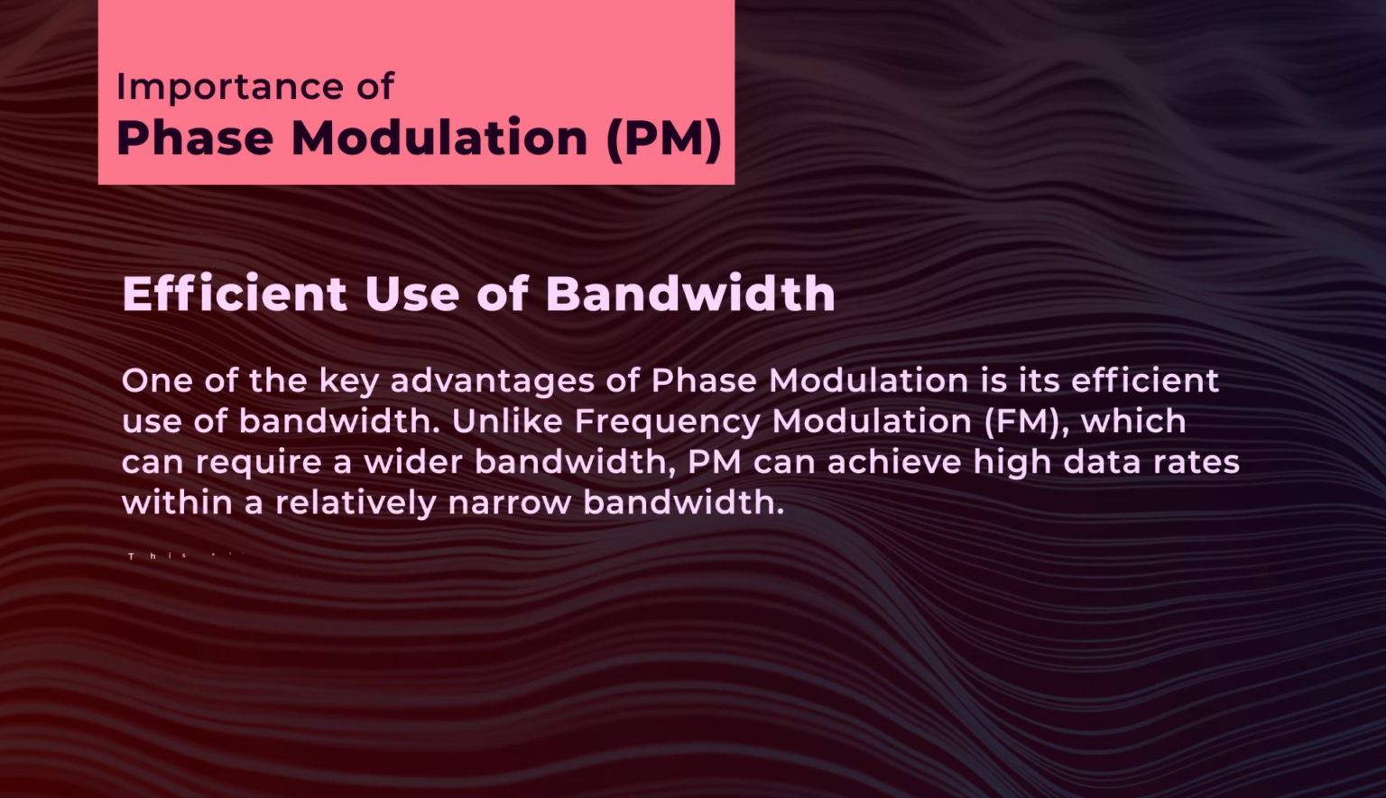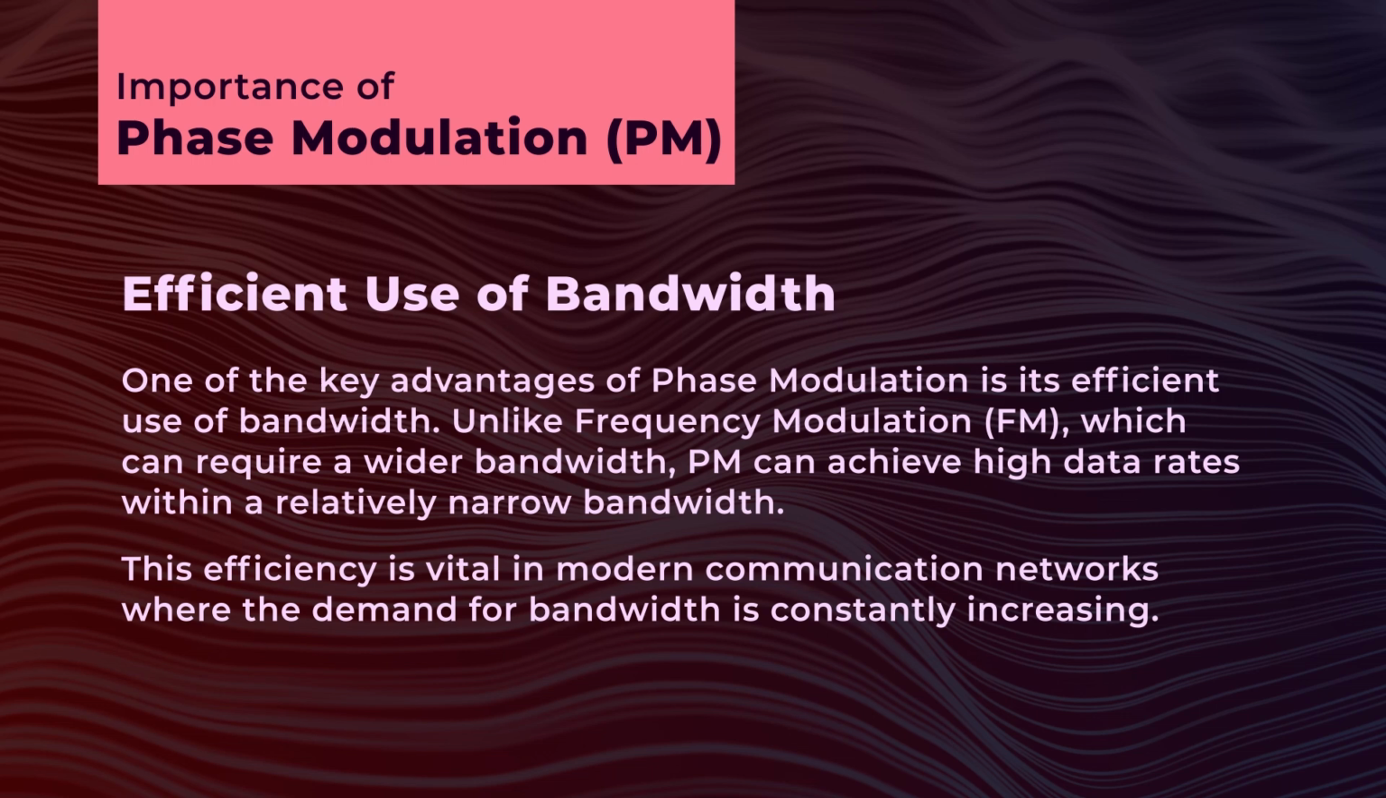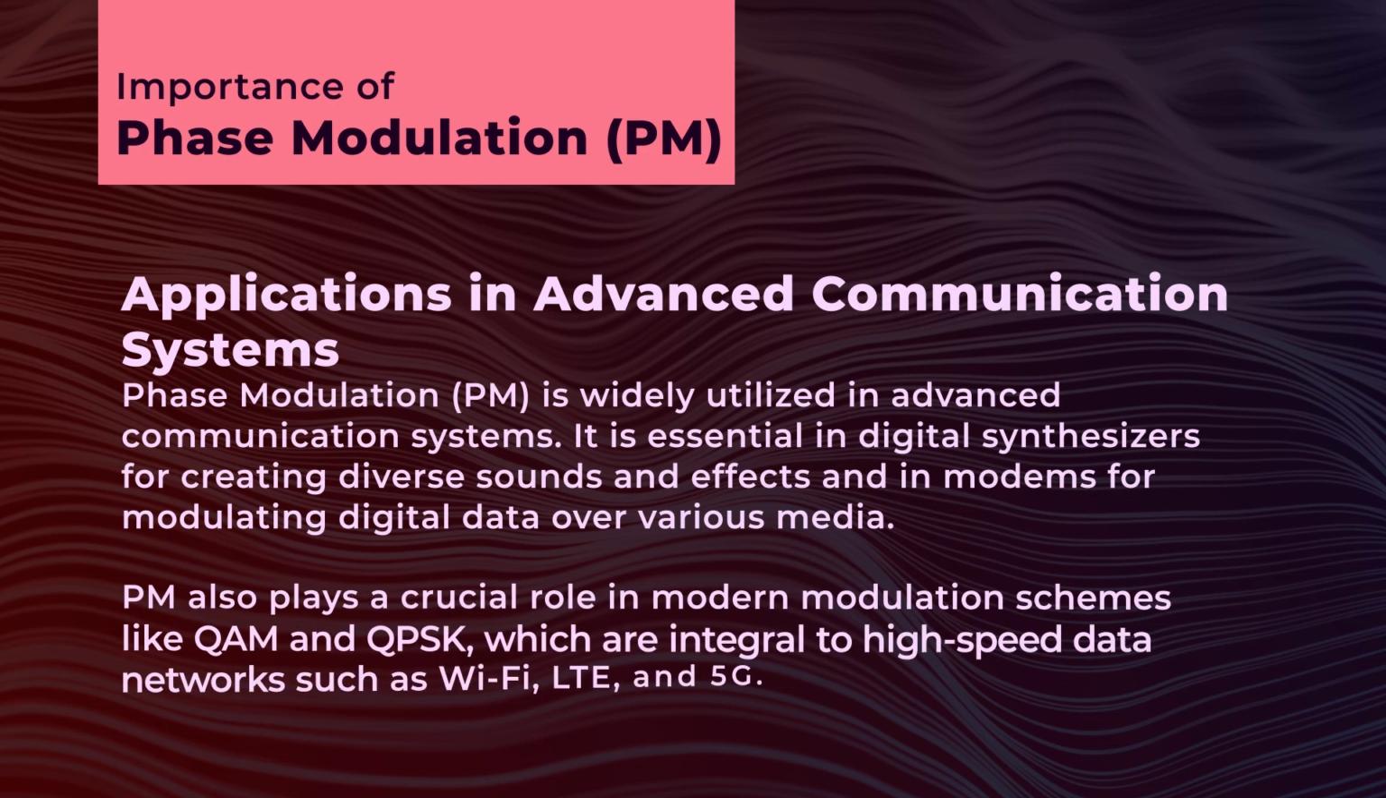Efficient use of bandwidth. Furthermore, one of the key advantages of phase modulation is its efficient use of bandwidth. Unlike frequency modulation, FM, which can require a wide bandwidth, phase modulation achieves a high data rate within a relatively narrow bandwidth. This efficiency is vital in modern communication networks where the demand for bandwidth is constantly increasing. It allows more channels to be accommodated within a given frequency spectrum, thereby enhancing the overall capacity of the communication system. Applications in communication systems: phase modulation finds extensive use in advanced communication systems.